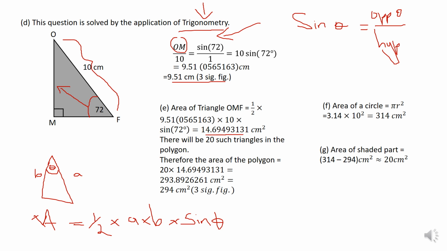Multiplying it by 20 gives you about 294 square centimeters. That will be the area of the polygon. Now the area of a circle is very straightforward. This formula is pi times r squared, and you were told to use 3.14. Now when you multiply that by 10 squared, you get 314. That takes care of that. And then you have to find the area of the shaded part, and you just simply subtract in order to find the approximate answer that we were looking for.